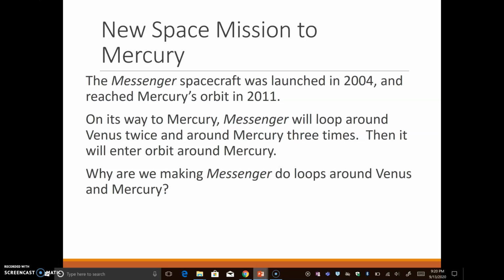So a question that you can answer for extra credit is, why did Messenger do loops around Venus and Mercury before entering an orbit? If you find the answer to that and send me a quick couple of sentences on why that happened, we'll get some extra credit points here.